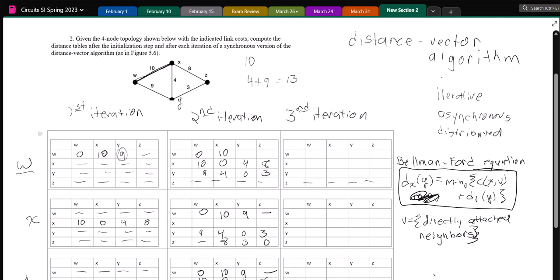Okay, now we'll look at node Y. So it currently is costing us 9 to go directly to Y. And then again, if we just look at node Y, that doesn't really help us because that's going to be exactly 9. How much would it cost us to get to Y going through X? Well, to get to Y going through X, it would cost us from X, it costs 4 to get to Y.